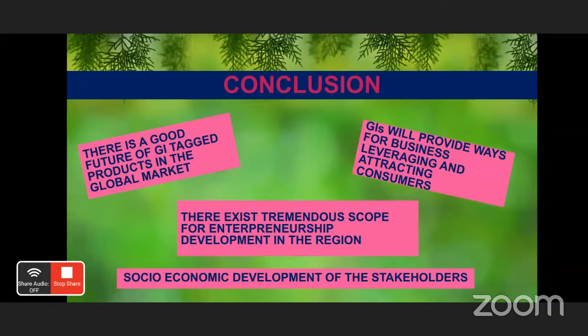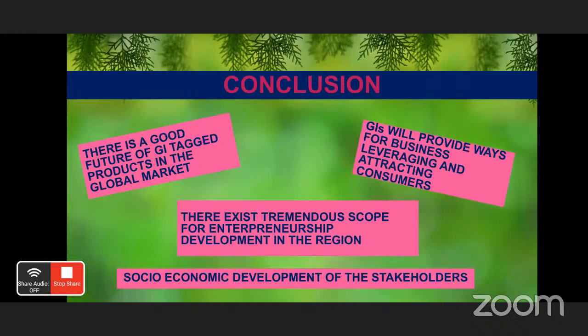There exists tremendous scope for entrepreneurship development in the region, because we can have some startup companies to market our GI tech products. We can have some e-marketing portals. Even students can have their own startup companies to market the GI tech products. Because if we go for marketing, then only our stakeholders can earn the benefit. Without proper marketing, we cannot earn anything. Our producers will not get the benefit.